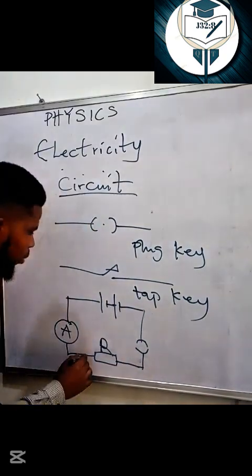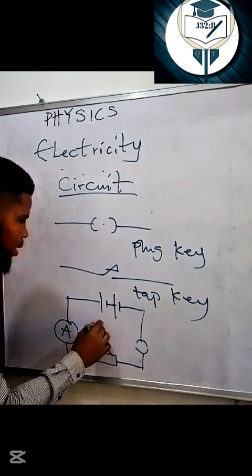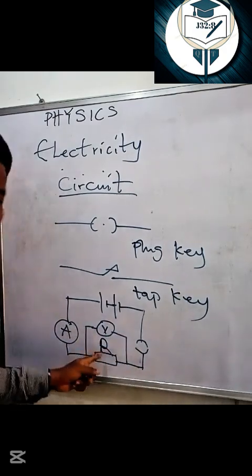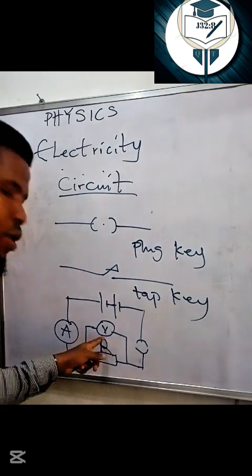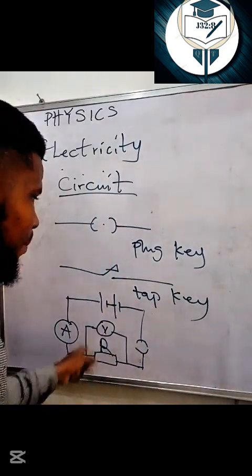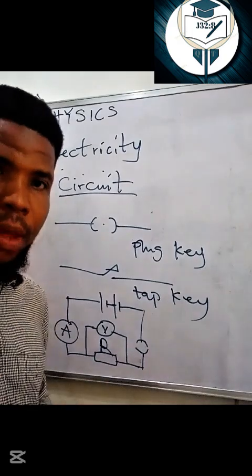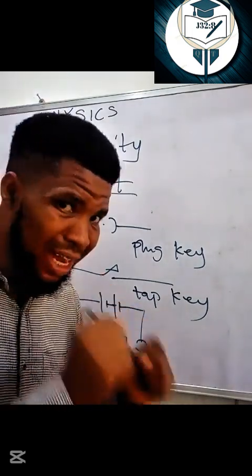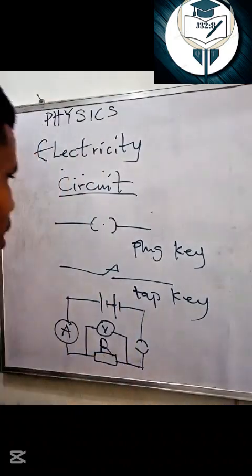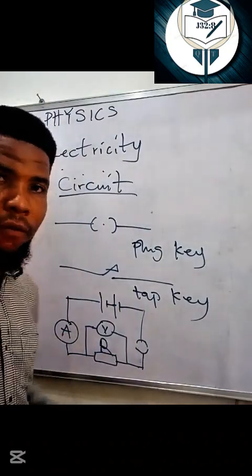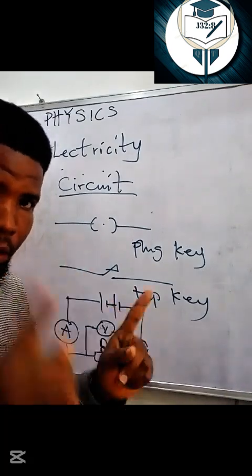Are you getting it? Then we now have our voltmeter. Mind the way I connect the voltmeter. The voltmeter is always connected in parallel to a circuit because it has a very large amount of resistance. If you connect it in series like the way we connect this ammeter, the current might not flow because it will resist the current. Take note.